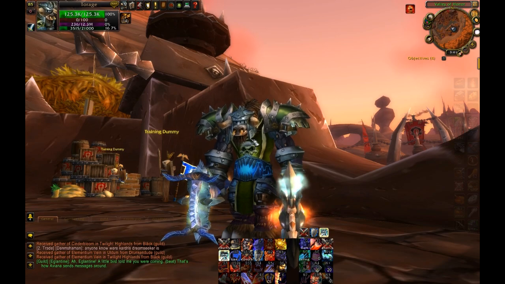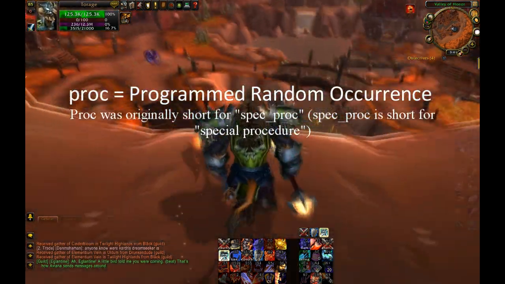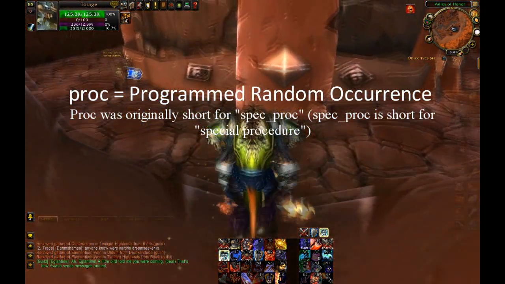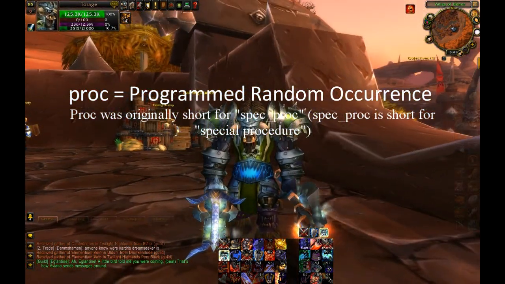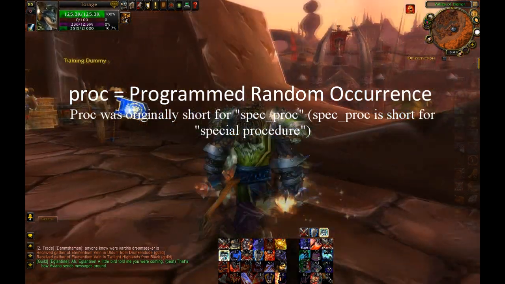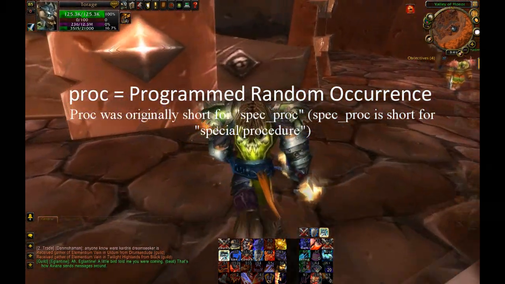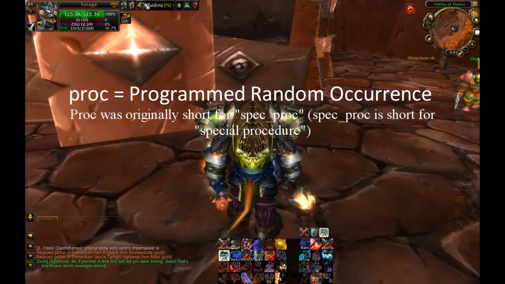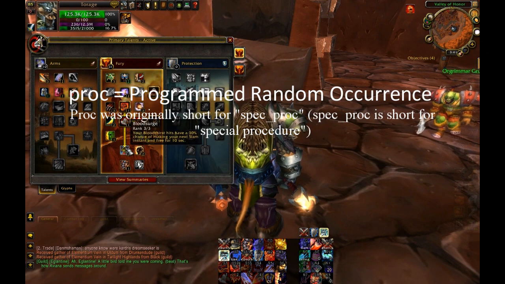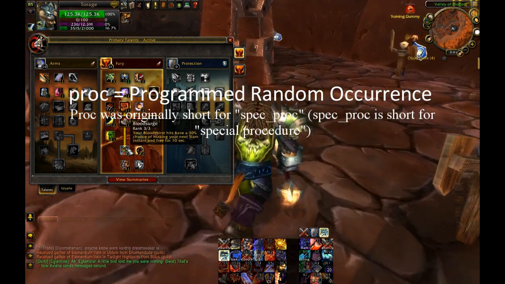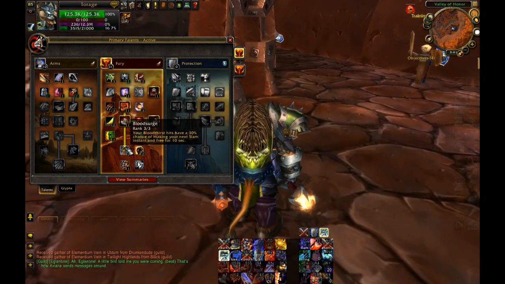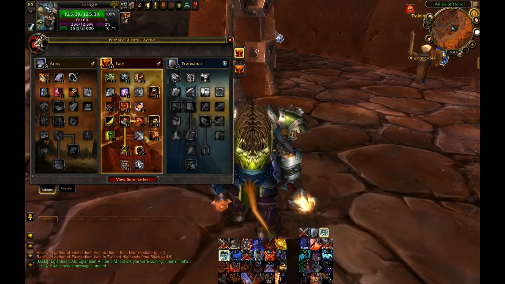First one is proc, and a lot of people use this word a lot, and a lot of people actually don't know what it means. It stands for programmed random occurrence, so anything that occurs randomly is a proc. Things like Blood Surge give you a 30% chance of making your next Slam instant and free. That is a proc. It's programmed to randomly occur 30% of the time.